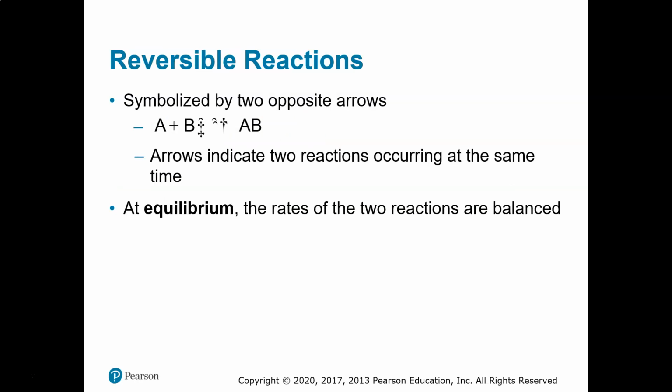Reversible reactions are reactions that can go to the right or to the left. In other words, if you have this reaction, A plus B forms compound AB, but compound AB can also break down back into A plus B. That's a reversible reaction.